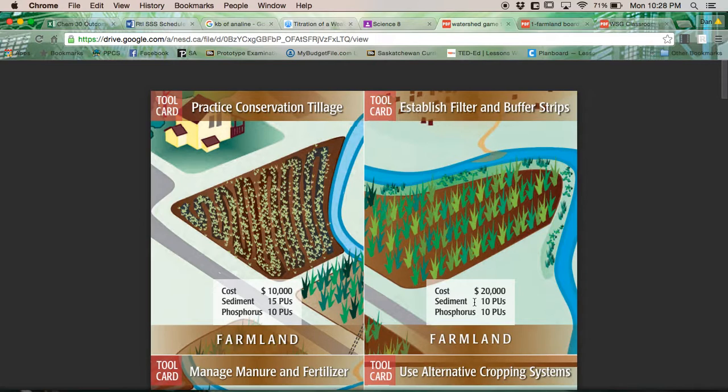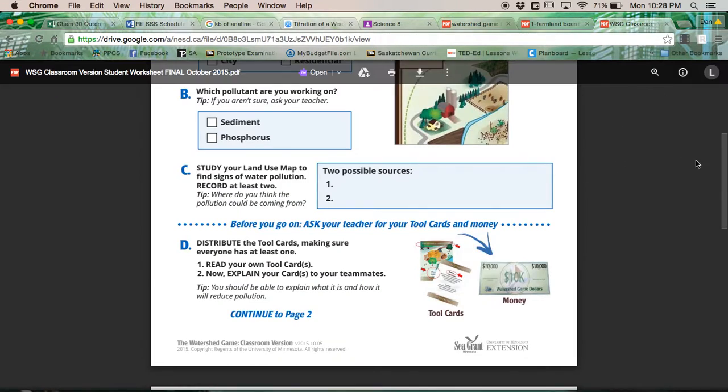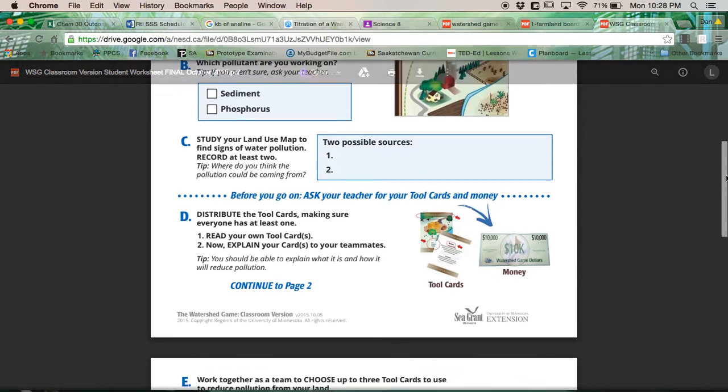And the whole idea behind having $10,000 left over is you can't bankrupt yourself to reduce pollution. You still need money in the bank, but you also still have to be able to reduce that pollution. So what you're going to do from there is go to your student handout and decide which ones. You'll look at the pros and cons of all of them.